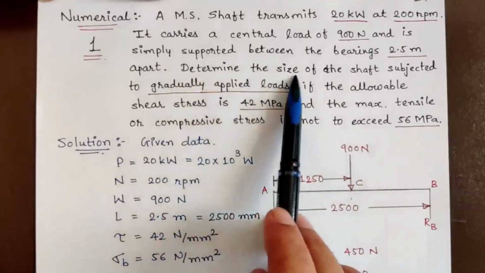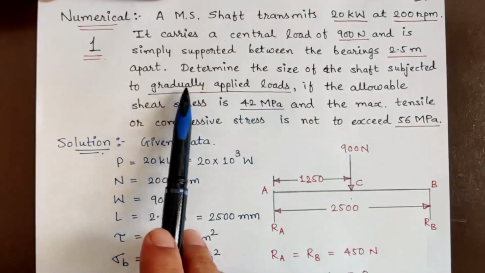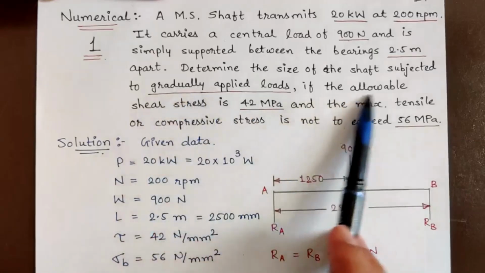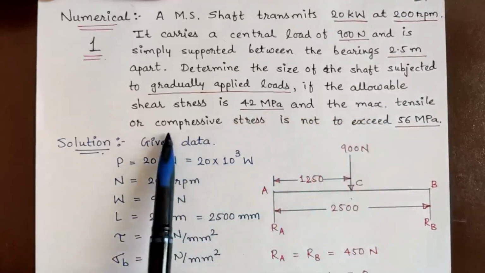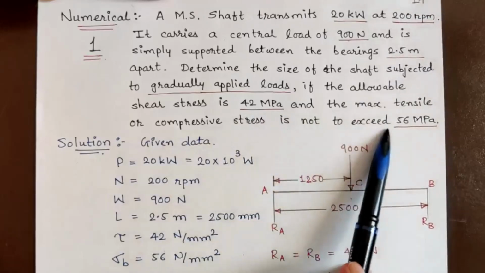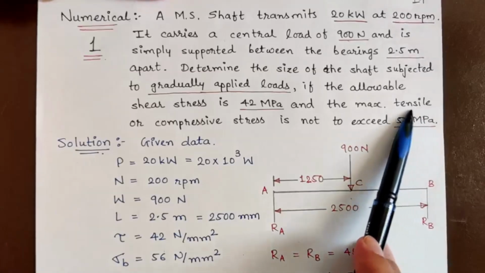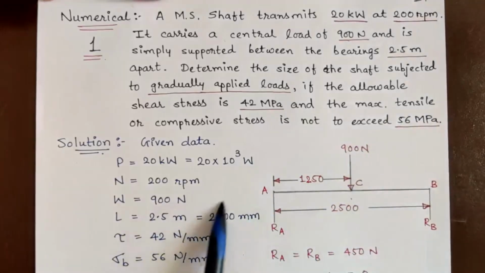And we have to determine the size of the shaft subjected to gradually applied load. This will be useful to find the values of Km and Kt. The allowable shear stress is 42 megapascal and the maximum tensile or compressive stress is not to exceed 56 megapascal. As we know, bending stress is the combination of tensile and compressive, so we can consider this 56 megapascal as sigma b. So this data is given and we have to find the diameter of the shaft.